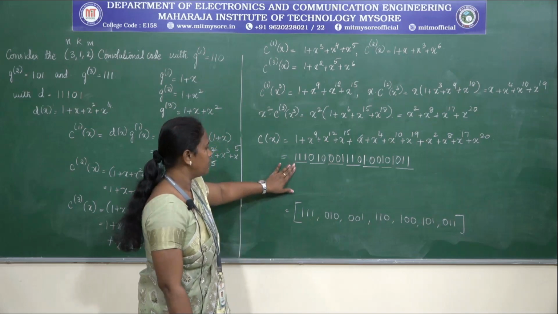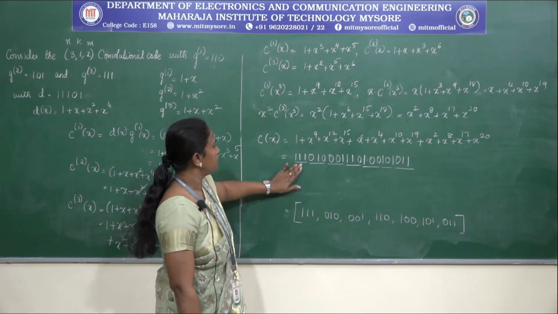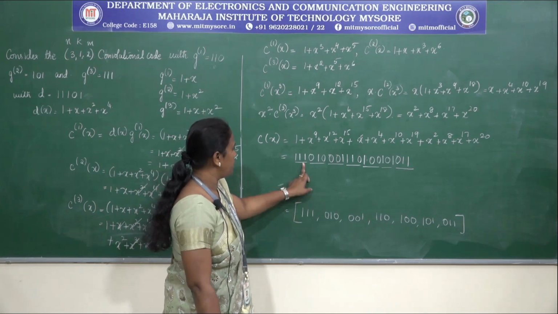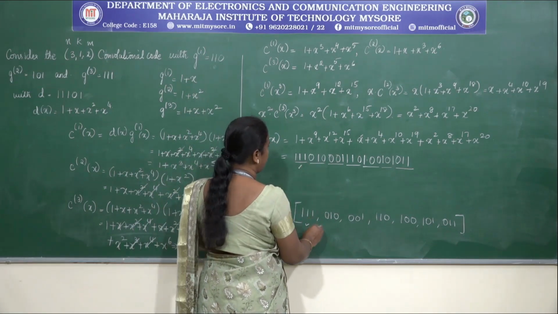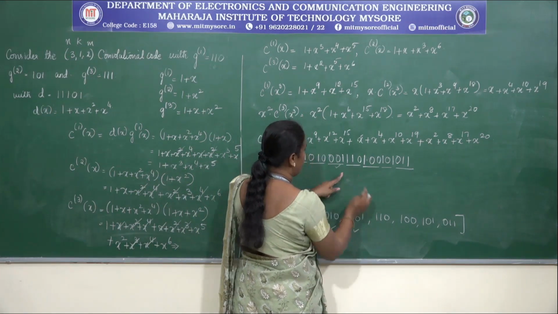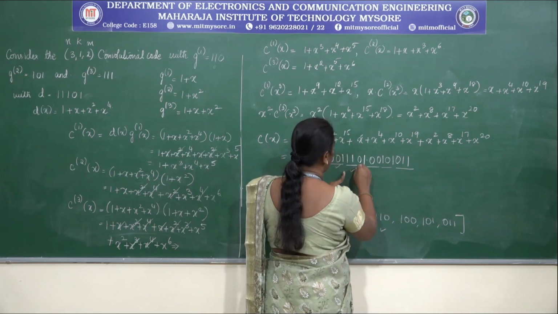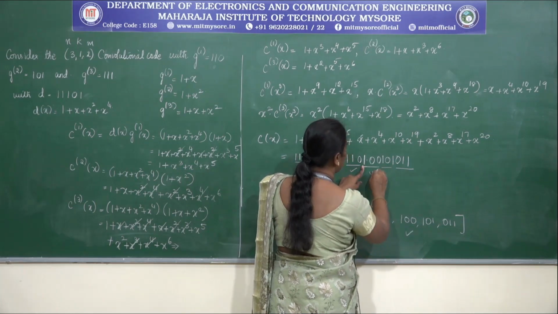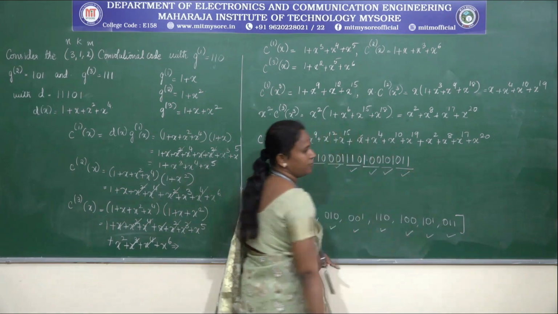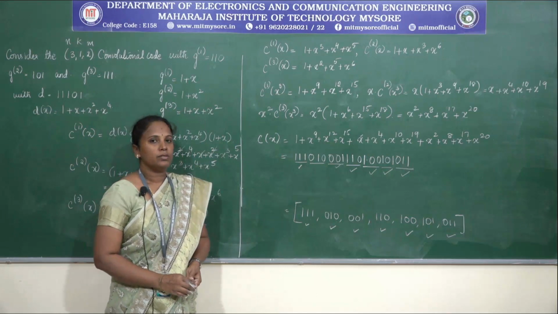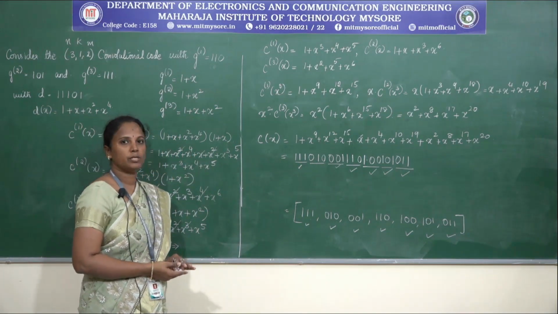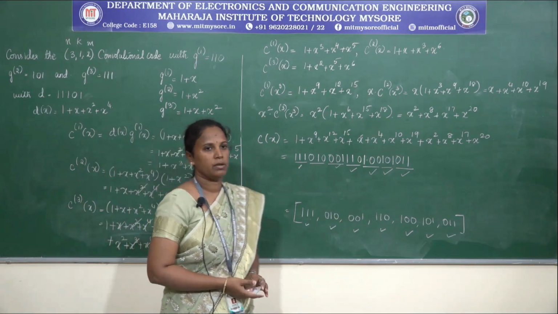So now compare the answer of the transform domain with the time domain approach what we have got. So it is 111. So this and this gets verified. 010, 010, 001, 001. So it is 110, 110, 100, 100, 101, 101, 011, 011. Okay.